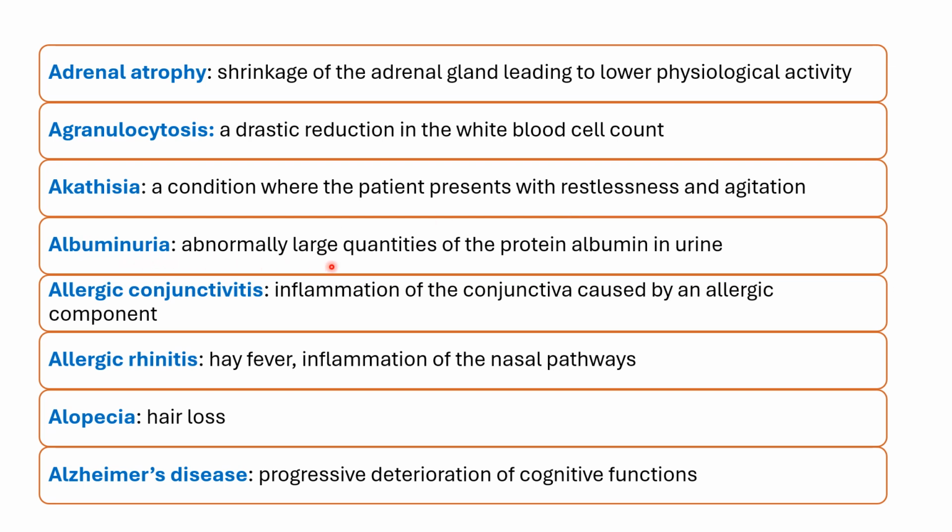Albuminuria means abnormally large quantities of the protein albumin in urine. Allergic conjunctivitis is the inflammation of the conjunctiva caused by an allergic component. Allergic rhinitis includes hay fever, inflammation of the nasal pathways. Alopecia means hair loss. Alzheimer's disease is the progressive deterioration of cognitive functions.